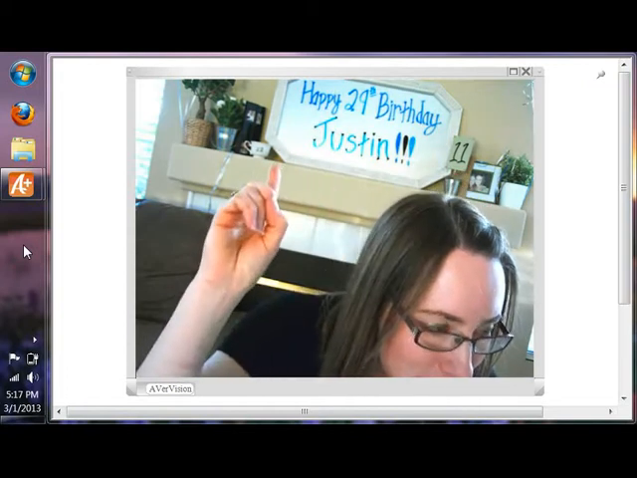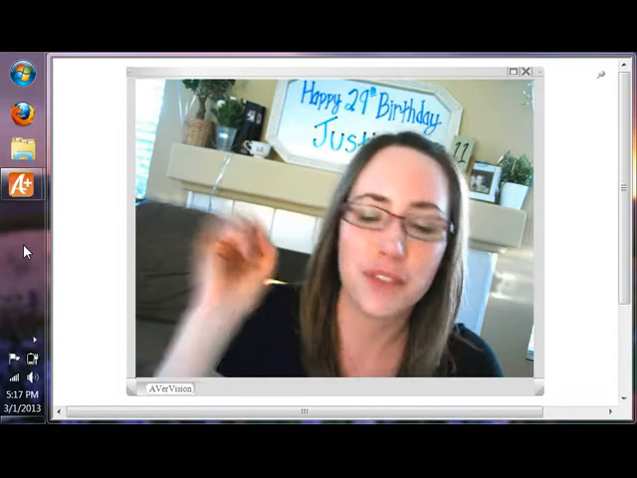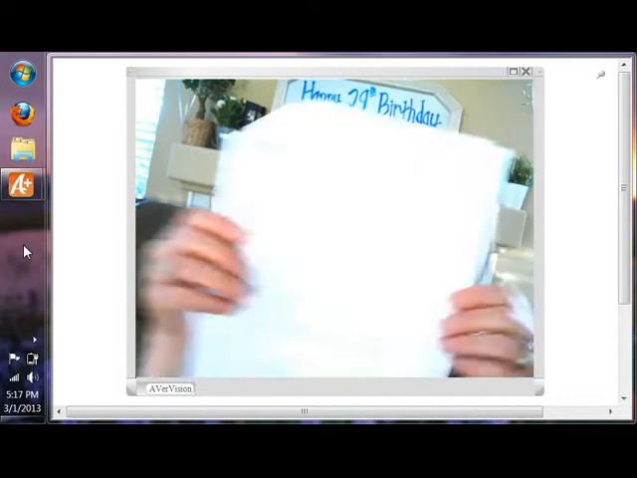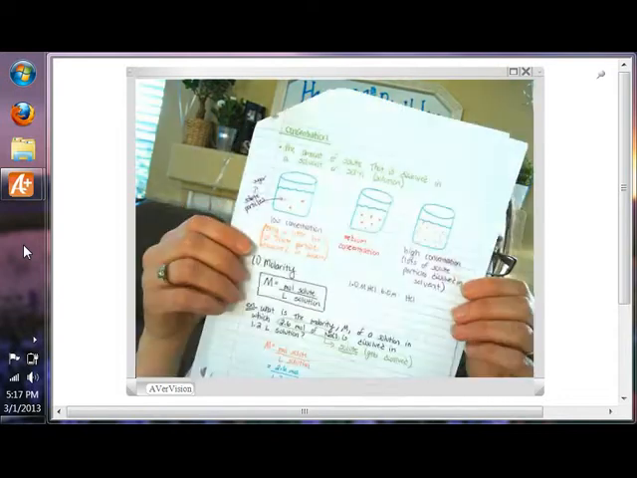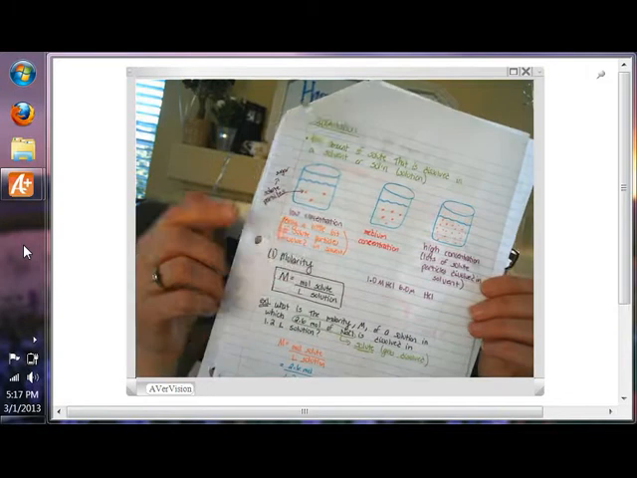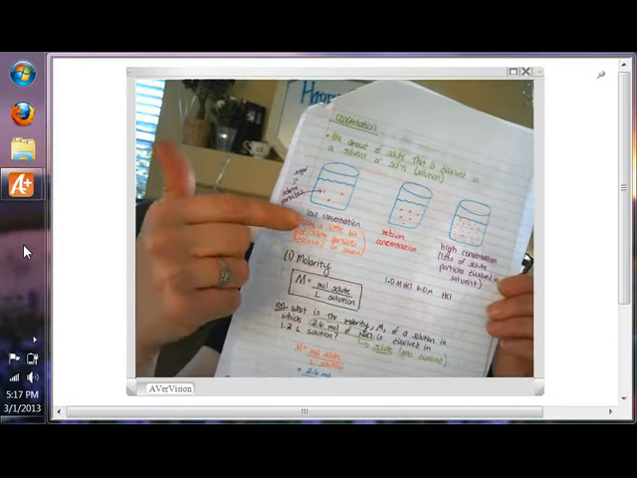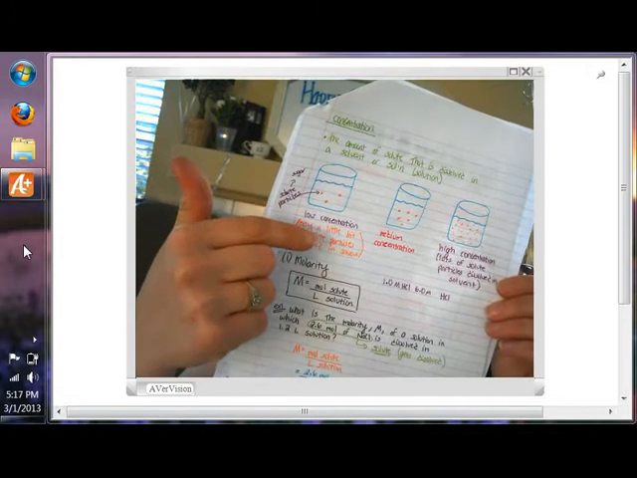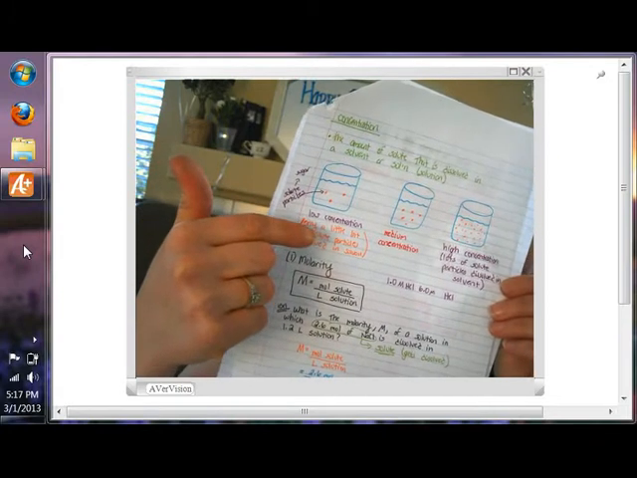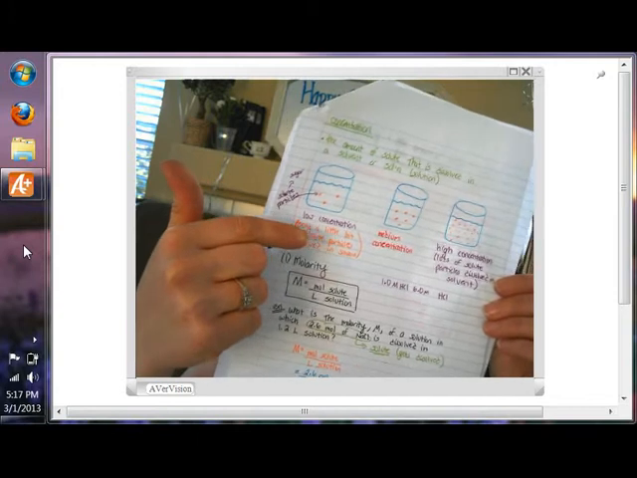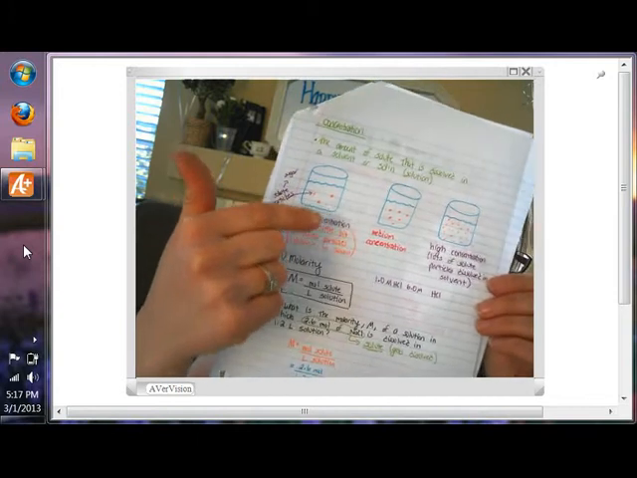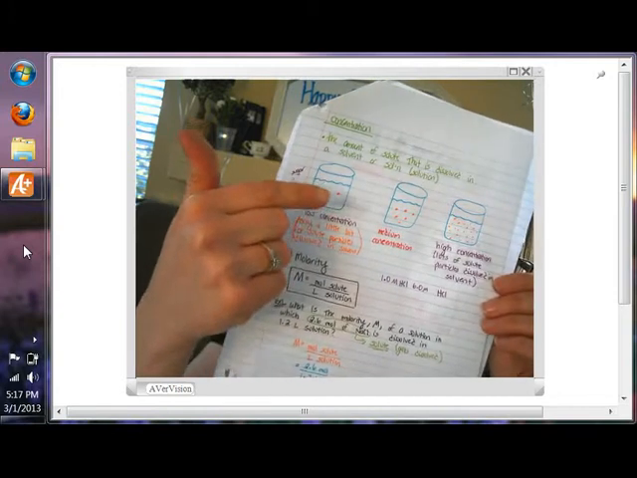So if you turn back to the notes that you hopefully just took, the last thing you did is you took notes on concentration. And concentration is just basically how much solute or how many particles are dissolved in something. So notice low concentration, there's just a little bit of particles dissolved, and then we have high concentration, which means there's lots of particles dissolved.